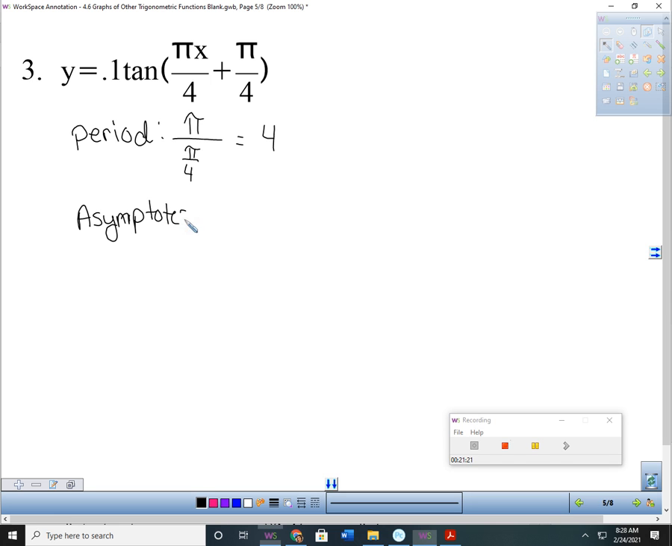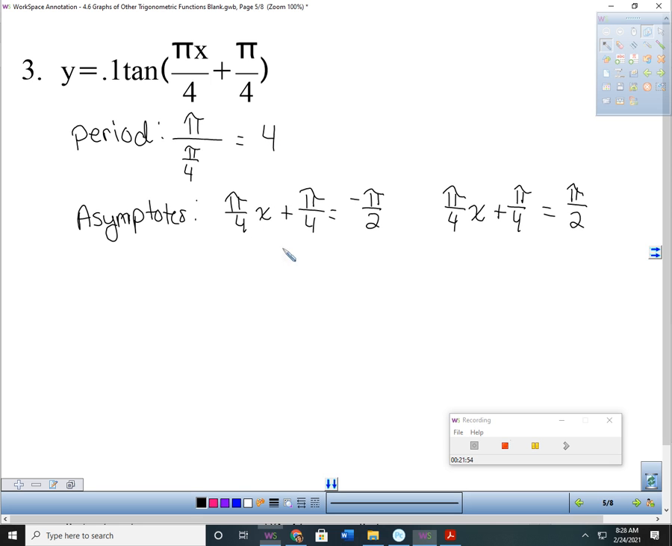if you want to abbreviate that, you can. I'm going to take what I'm taking the tangent of, which is this big long mess. So pi over 4 times x plus pi over 4. I'm going to set that equal to negative pi over 2. And then I'm going to take the pi over 4 times x plus pi over 4, and I'm going to set that equal to pi over 2. Now, when we get done, from the left asymptote to the right asymptote, it should only be a distance of 4. All right, so we want to make sure we come up with that.